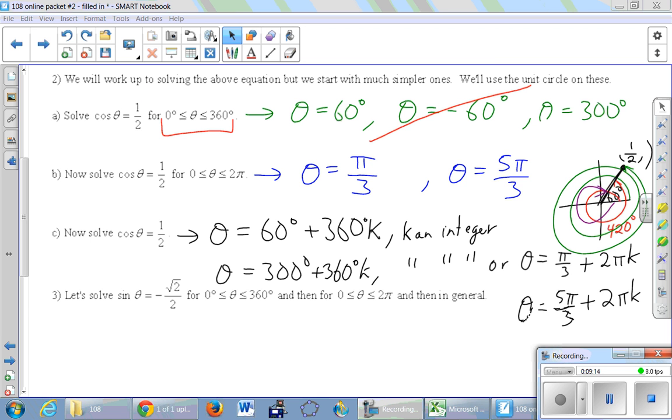So it is very typical for trig equations to have infinitely many answers. In fact, to have 2 sets of infinitely many answers. That is the most common answer to a trig equation.